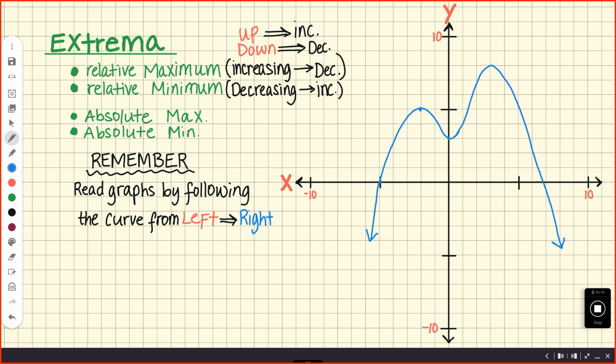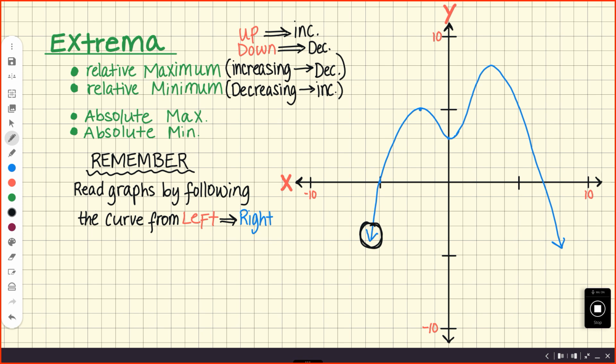Remember, when we're interpreting graphs, we read graphs by following the curve from left to right. So that means I'm starting here, and then I'm gonna follow that graph. Okay, so I'm gonna start here because this is the left side of the graph right here, and I'm heading to the right side. So we always read from left to right.